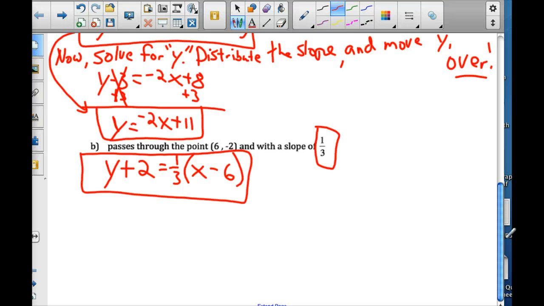Now, everybody distribute your 1/3. If you need your calculators, do 1/3 times 6. That's fine, but I think most of you can do 1/3 times 6 in your head. I made the first one work out evenly for you. Y plus 2 equals. Siobhan, distribute 1/3 for us. 1/3 x.